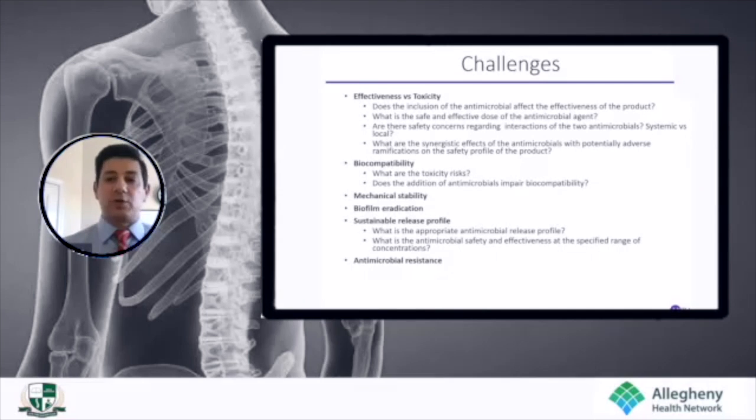An ideal antimicrobial combination product demonstrates potent antimicrobial features while maintaining biocompatibility. And it's very challenging to sustain biocompatibility and be antimicrobial. The addition of the antimicrobial properties should not interfere with the mechanical stability of the orthopedic devices.